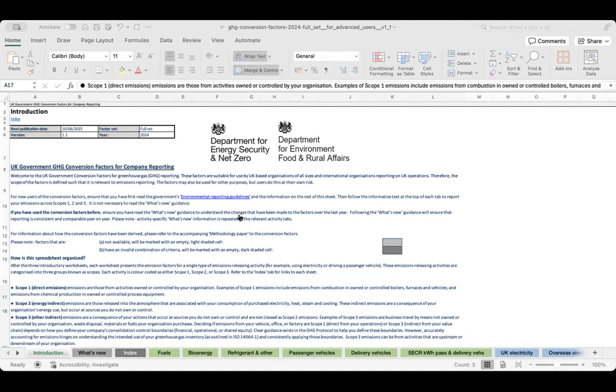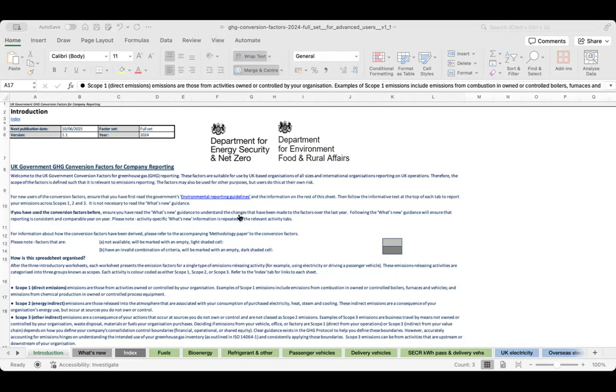Now, why to use this spreadsheet, you should also know. It allows you to convert activity data, like kilometers traveled by a delivery vehicle when you are doing a scope 3 calculation. You need that kilometer traveled, and you can convert it easily using DEFRA into emissions in carbon dioxide equivalent. Or kilowatt hours of electricity consumed into carbon emissions, again expressed in CO2 equivalent, or CO2e in short.